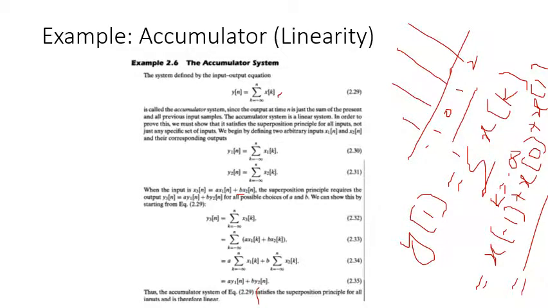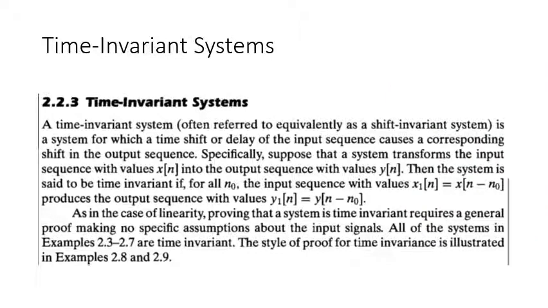Let's move on to the next slide. Now, a time invariant system is basically a system in which if there is a delay at the input, there must be a delay at the output. Suppose a system transforms the input sequence values x[n] into an output. Then the system is said to be time invariant. Time invariant means that it is not changing with time.